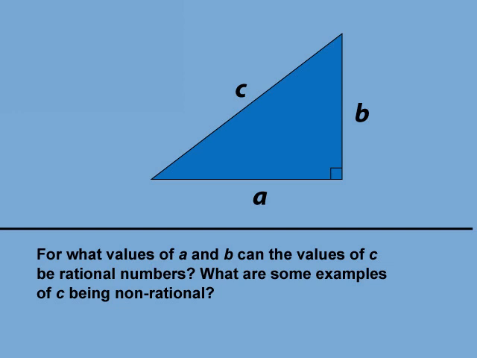For what values of a and b can the values of c be rational numbers? What are some examples of c being non-rational?